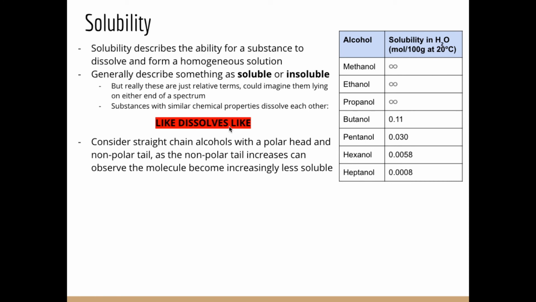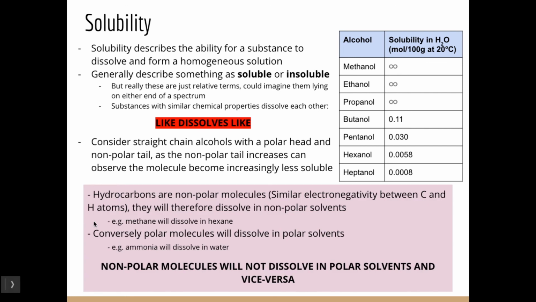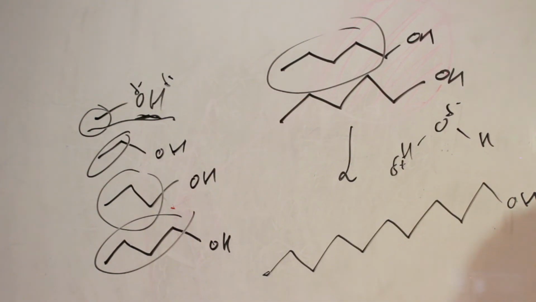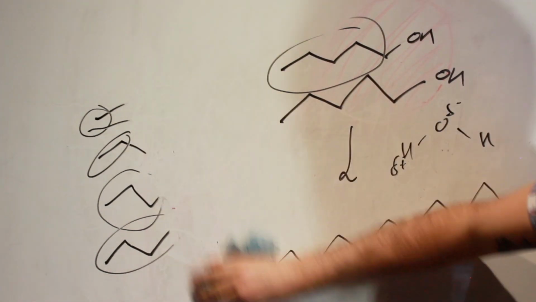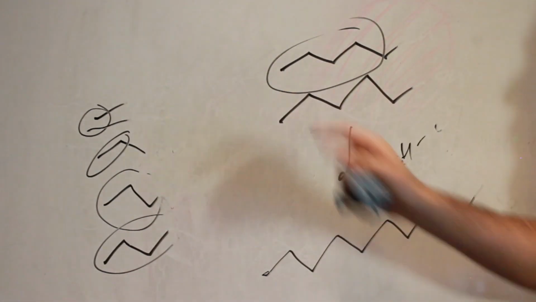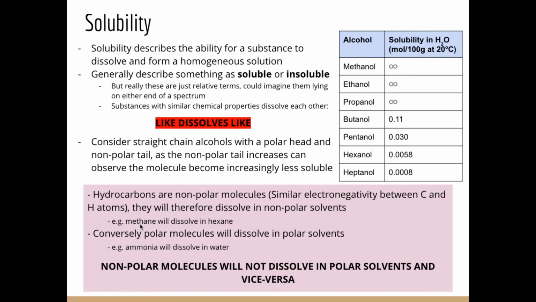So like things dissolve like things. Polar things get dissolved by polar things, non-polar things get dissolved by non-polar things. Hydrocarbons are non-polar molecules. Similar electronegativity between carbon and hydrogen atoms. So if we're just talking purely about alkanes, we don't even have a polar head. That's literally just the hydrocarbon like that, very non-polar. Similar electronegativities between the carbon and the hydrogen. Therefore, they will dissolve in non-polar solvents. For example, methane will dissolve in hexane, both non-polar. Conversely, polar molecules will dissolve in polar solvents. Something like ammonia will dissolve in water, but non-polar molecules will not dissolve in polar solvents and vice versa.